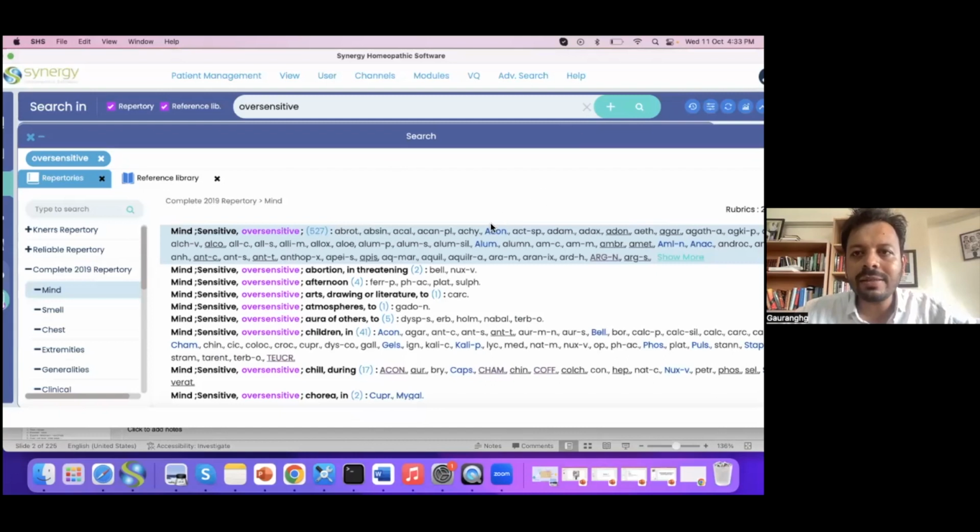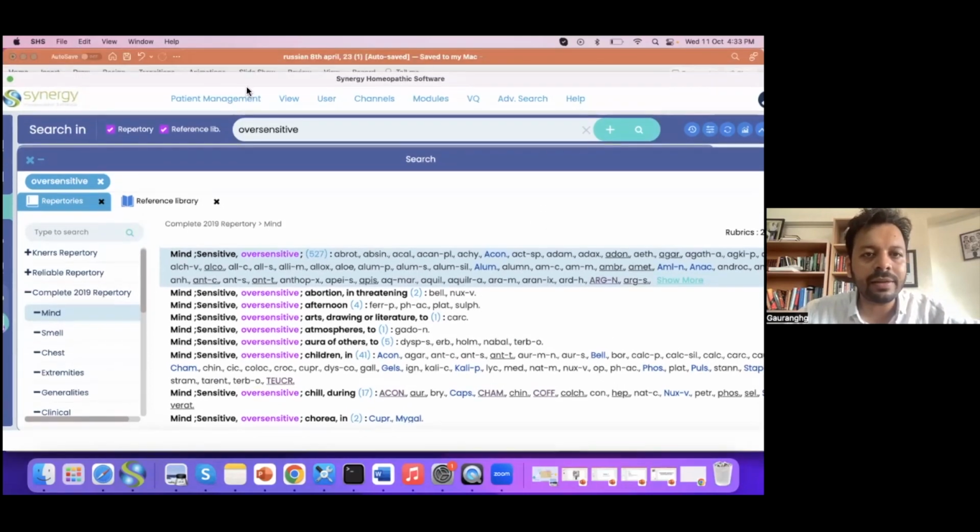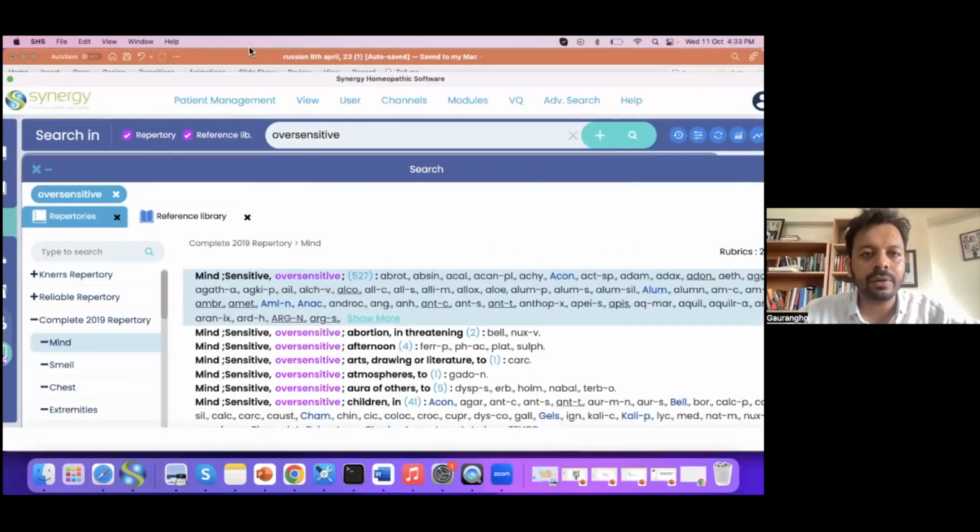So I hope you can see the screen here. And if you want, I can increase the size. Let's see if I can increase the size. Okay, I think this is okay.